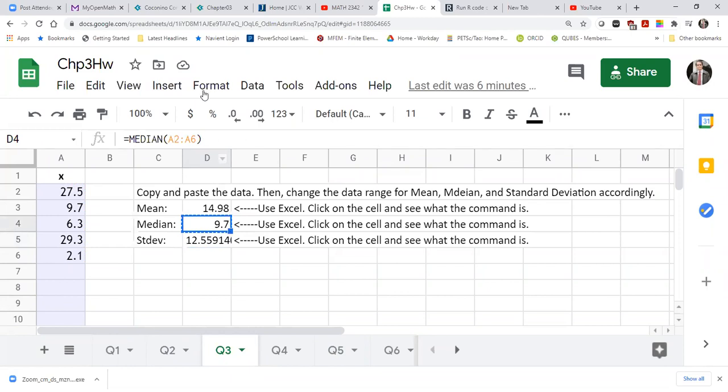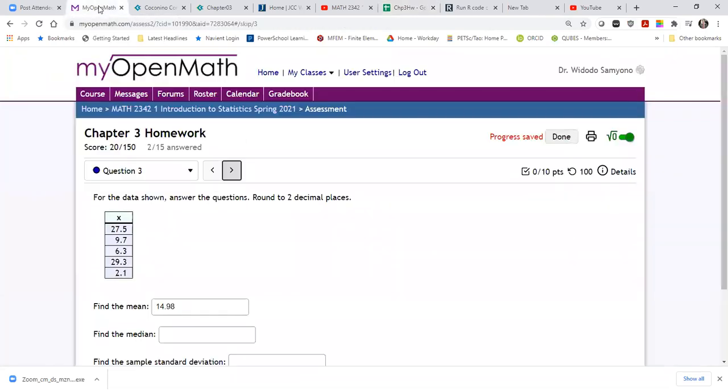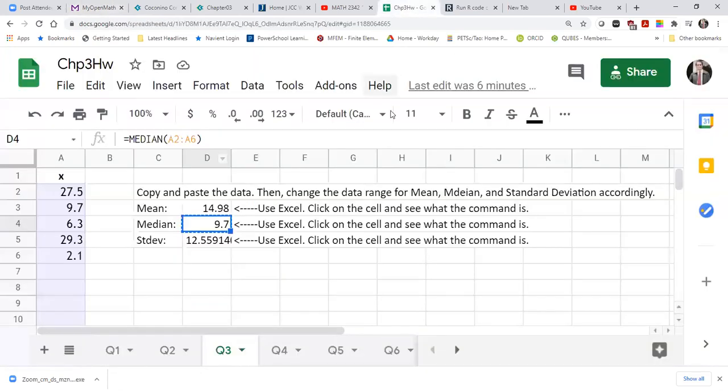Okay, I think I already put the mean. Okay, now we need to put the median, right? And then I need to put the standard deviation. Okay. So the standard deviation is equal to STDEV.S. S means it's for sample. Okay. And the data range is from A2 to A6.